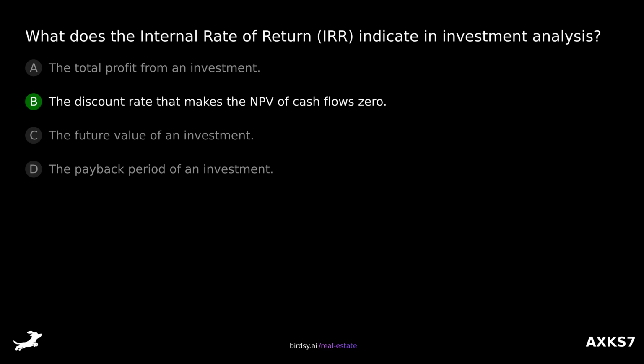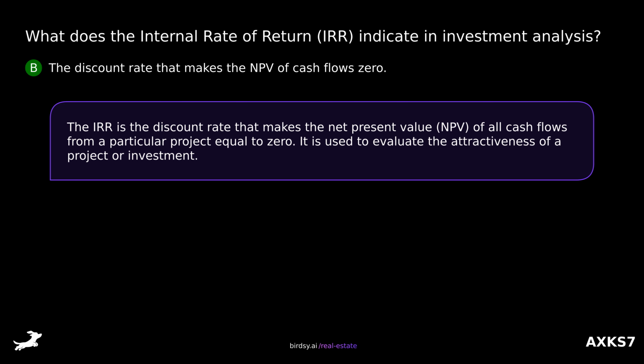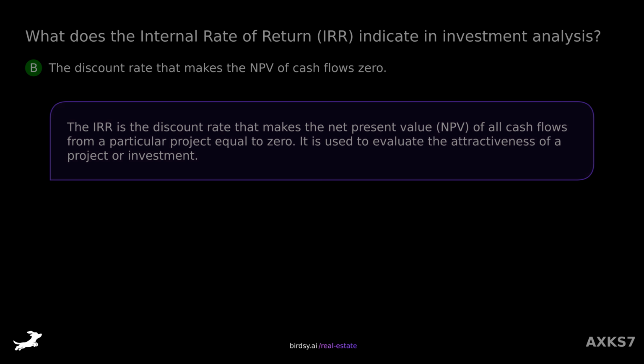The correct answer is B, the discount rate that makes the NPV of cash flows 0. The IRR is the discount rate that makes the net present value, NPV, of all cash flows from a particular project equal to 0. It is used to evaluate the attractiveness of a project or investment.